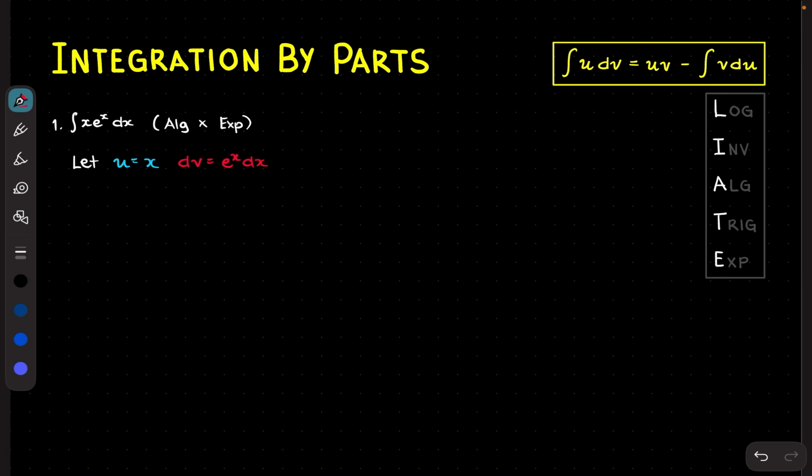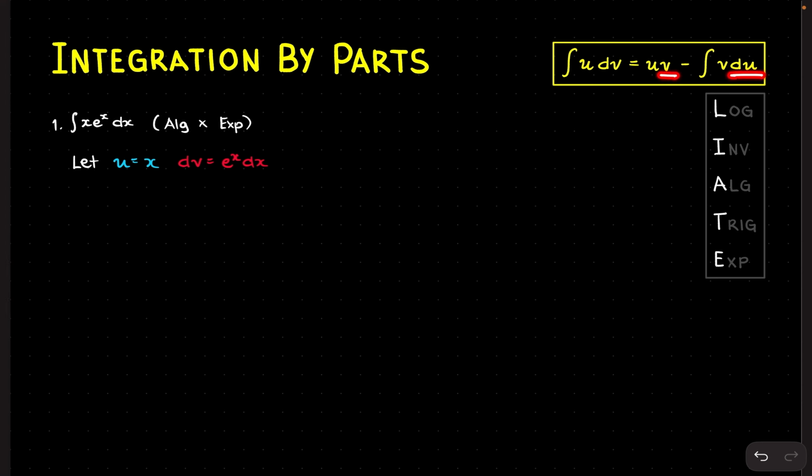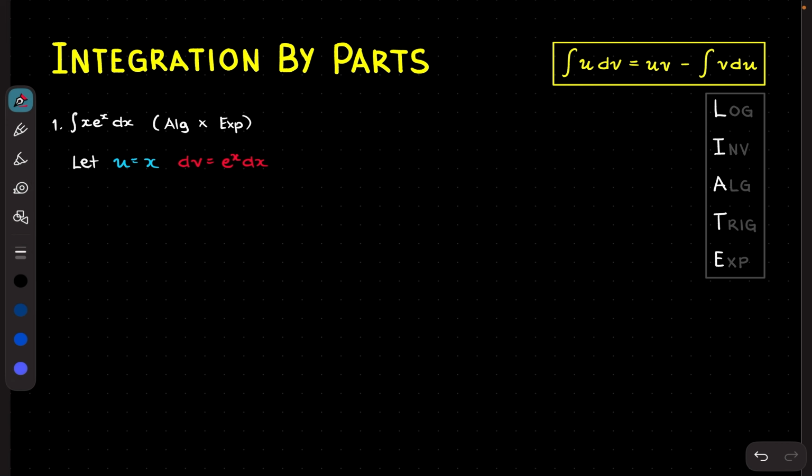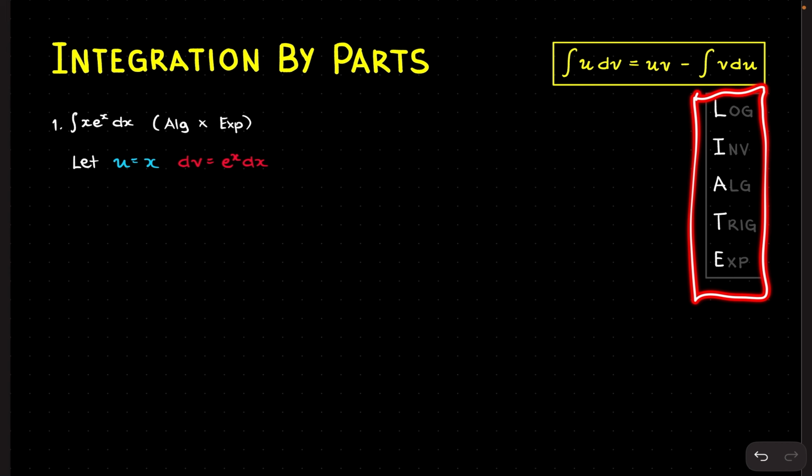Now in the formula, observe that we have v and we have du. So from here, what we will do is we will differentiate this to obtain du and anti-differentiate this, or integrate this, to get v. So in a way, you can grasp that the choice for making this the LIATE order is because we want u to be something that we can easily differentiate, and we want dv to be something that we can easily anti-differentiate or integrate.